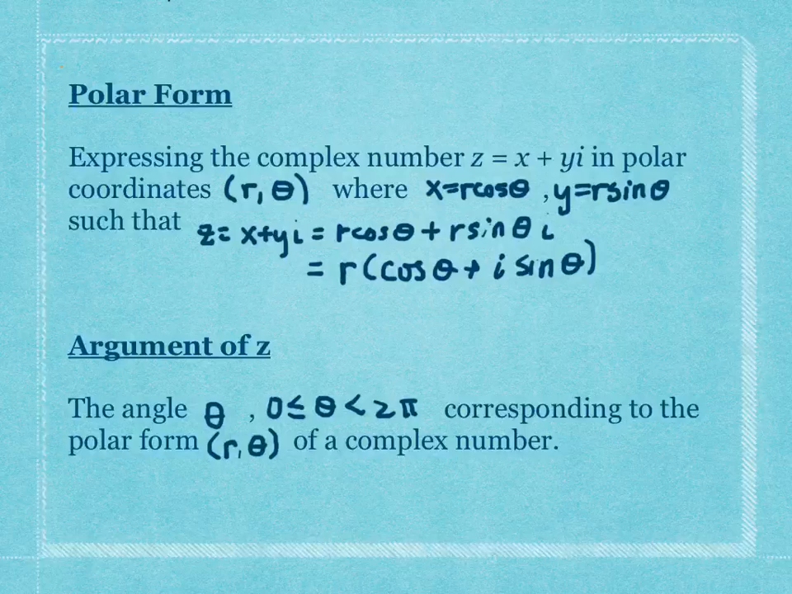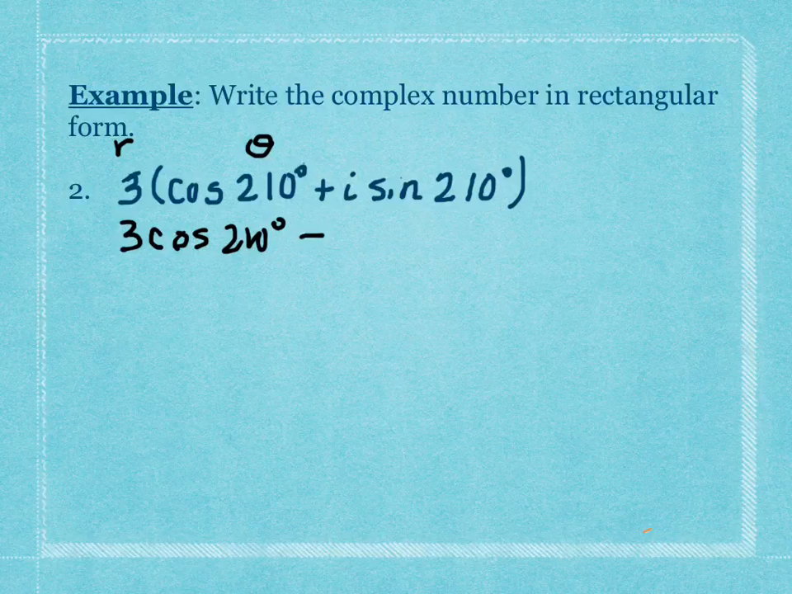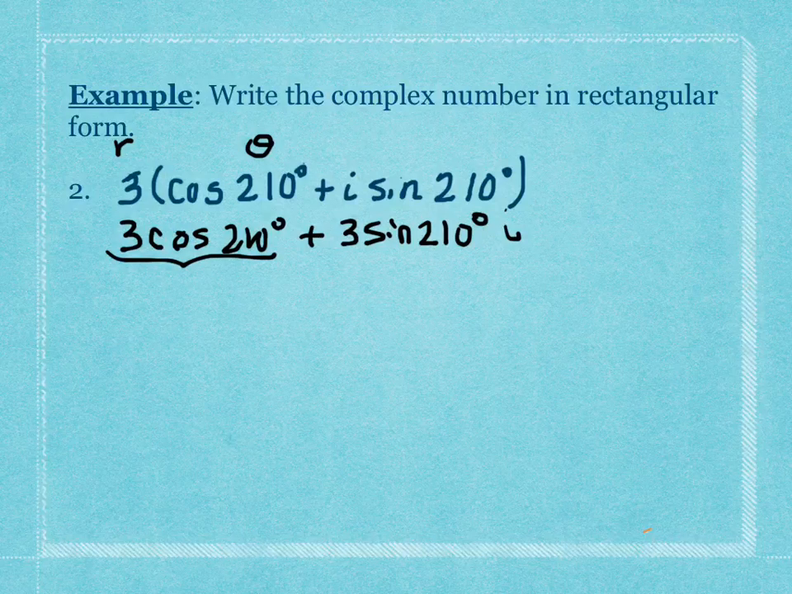All right, so we're going to take a polar coordinate and write it back in rectangular form. In order to do that, we can take this and recognize the pieces. This is r, and this is, of course, theta. So r is 3, and we can distribute this out. This is 3 cosine of 210 plus 3 sine of 210, and I'm going to put the i at the end. The reason I'm doing that is because this is x and this is y.